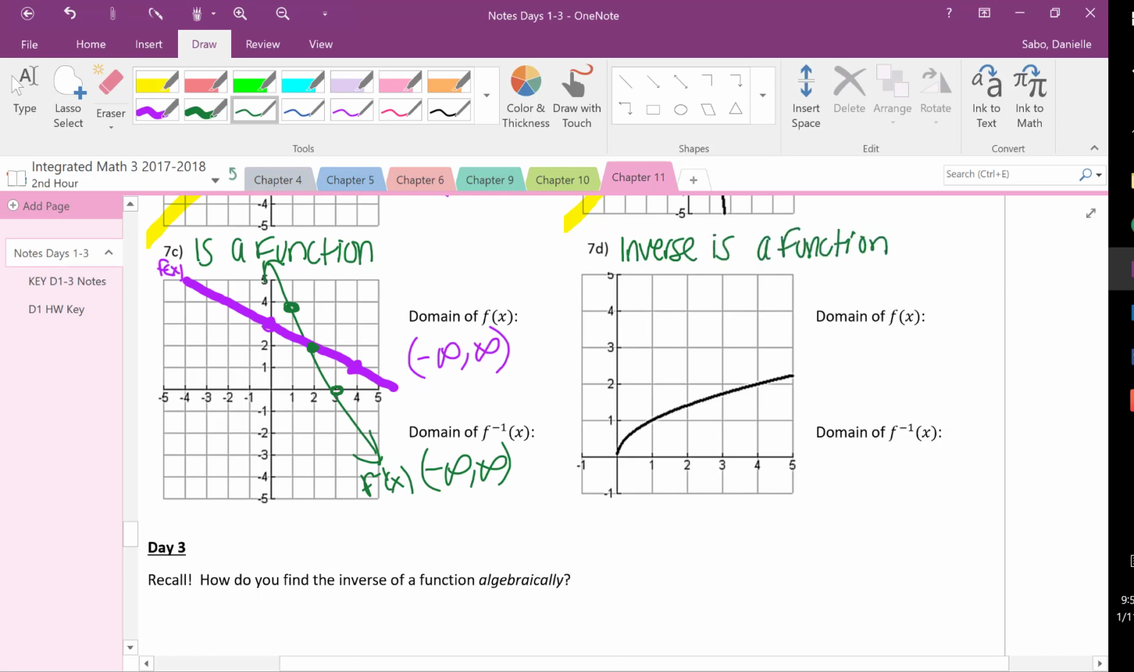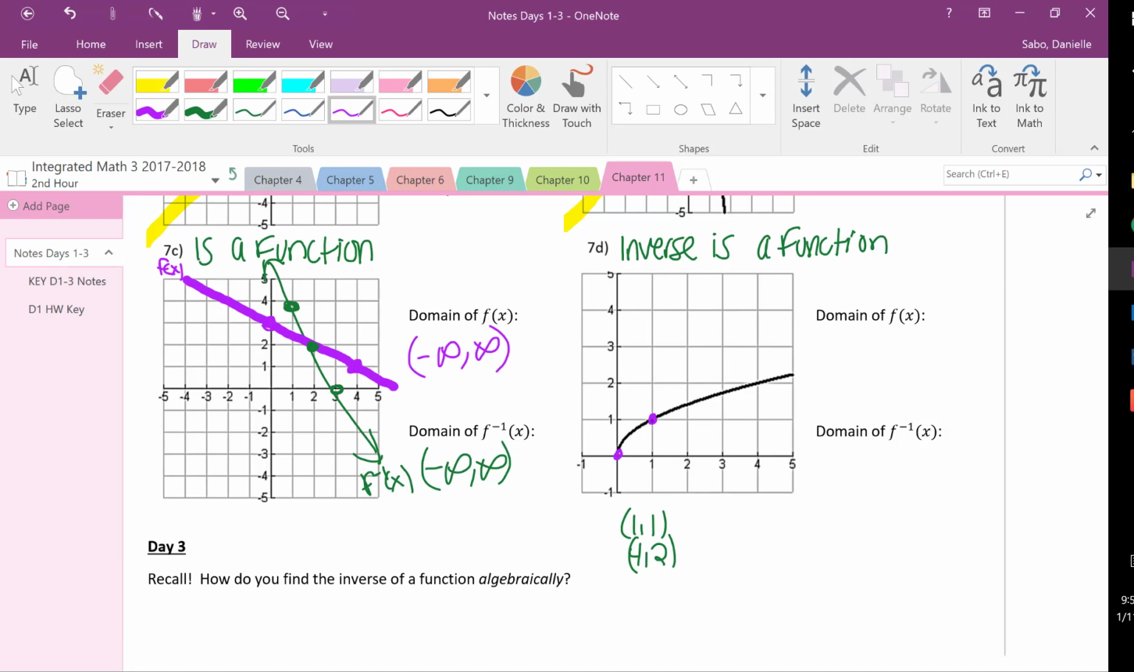Now let's go ahead and plot some points. 0, 0, 1, 1, and 4, 2. So we have 1, 1 for the original, and we have 4, 2. So let's start switching them up. I know I'm going to be starting at 0, 0, because when you switch them, they become 0, 0. Well, 1, 1, again, when you switch them, it still becomes 1, 1. What happens to 4, 2 when you take the inverse of it? 2, 4.